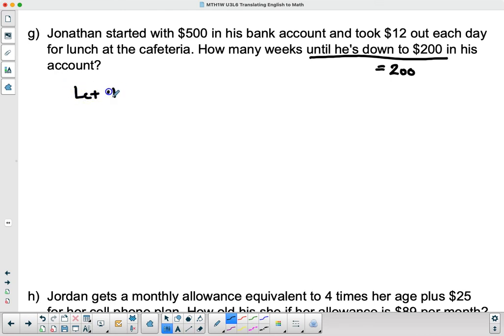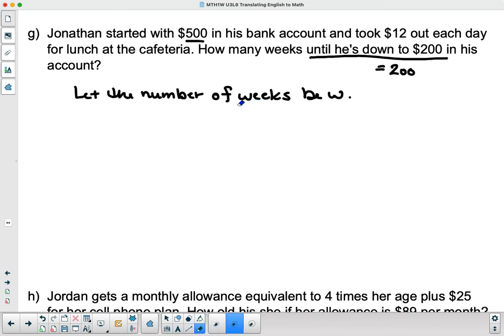Let the number of weeks be W. So if we take a look, Jonathan started with 500, and he took 12 out each day. Ooh, actually, this is getting a little complicated. This is how many weeks, and this is how many days. So I think we're going to have to make a little change here. It says let the number of weeks, but I think we're going to have to go with days. Even though it asks for weeks, the variable we're going to use is days. So we'll figure out what we have to do afterwards.